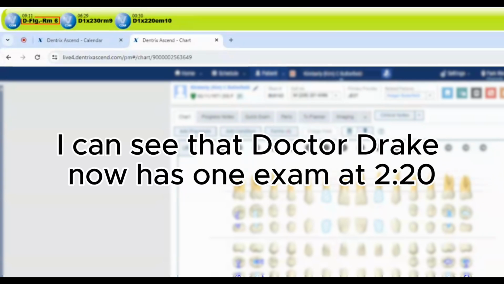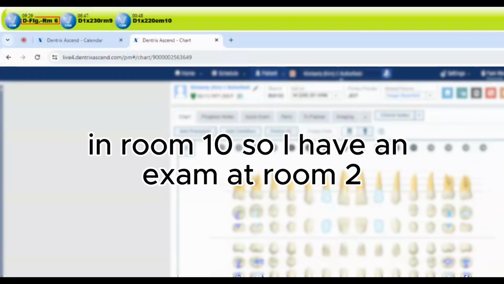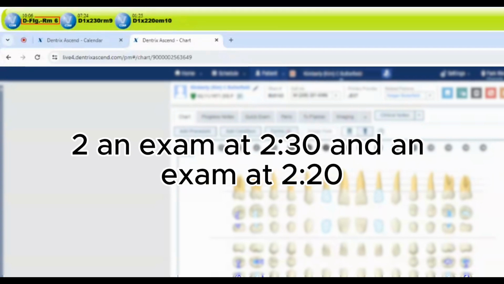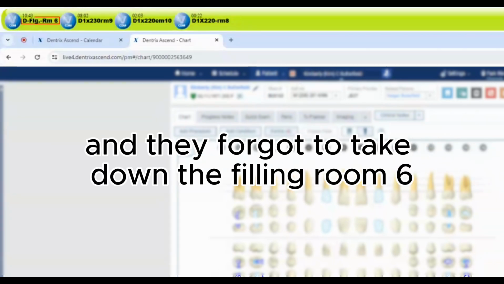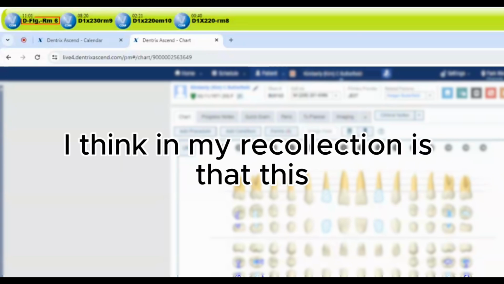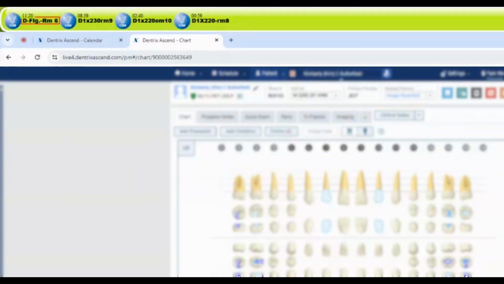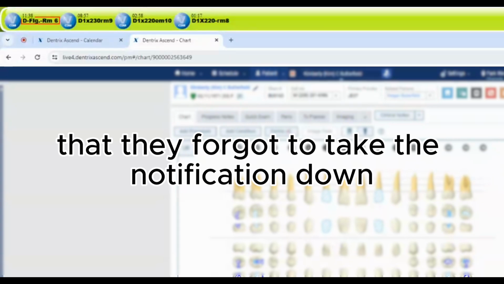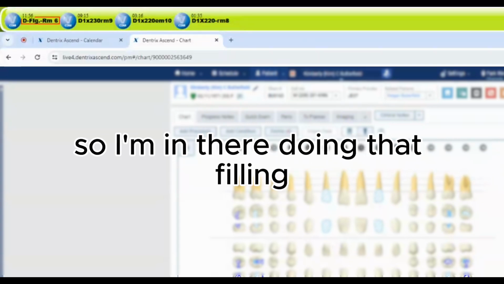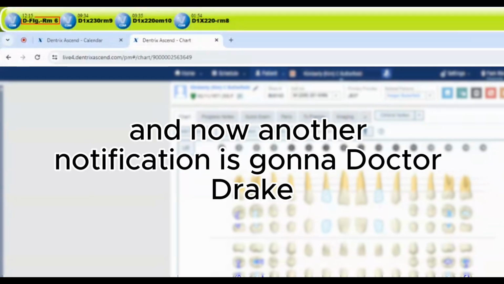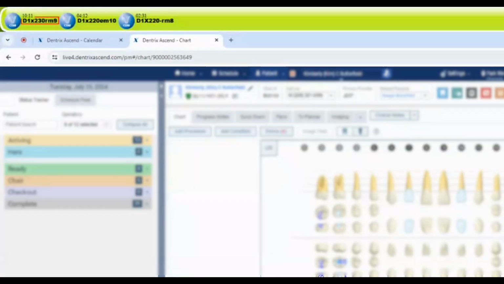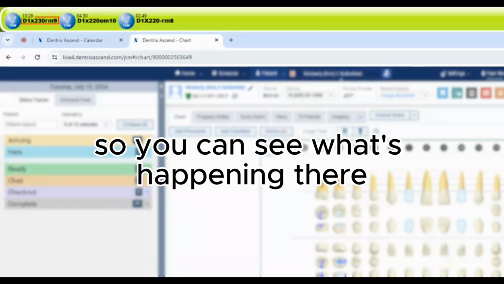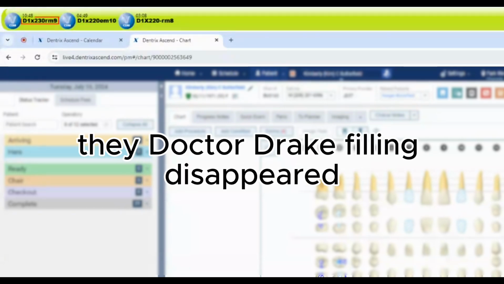Now I can see that Dr. Drake now has one exam at 2:20 in room 10, so I have an exam at 2:30 and an exam at 2:20, and you can see that either I went in the room and they forgot to take down the filling room 6, or I'm not there yet. I think in my recollection they forgot to take the notification down, so I'm in there doing that filling. And now another notification has gone up. Dr. Drake, one exam at 2:20 in room 8. So you can see what's happening there. The Dr. Drake filling disappeared.